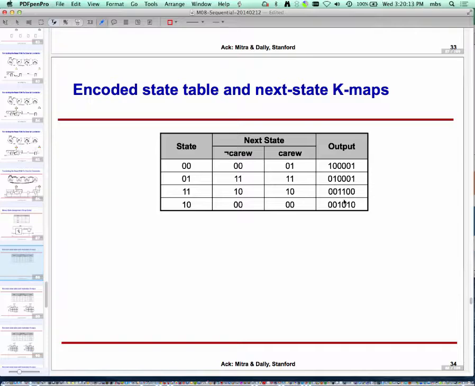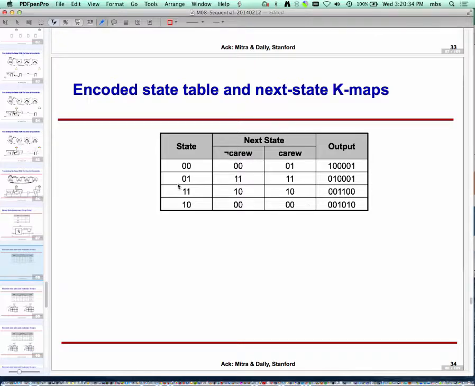Question: why is car east-west 2 bits again? Car east-west is 1 bit. These 2 columns correspond to what the next state is, right? So if car east-west is low, then the next state is this way, and otherwise this way.